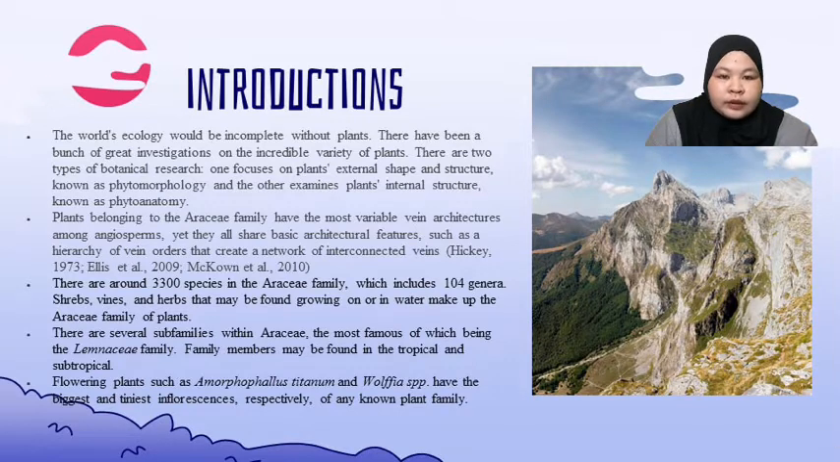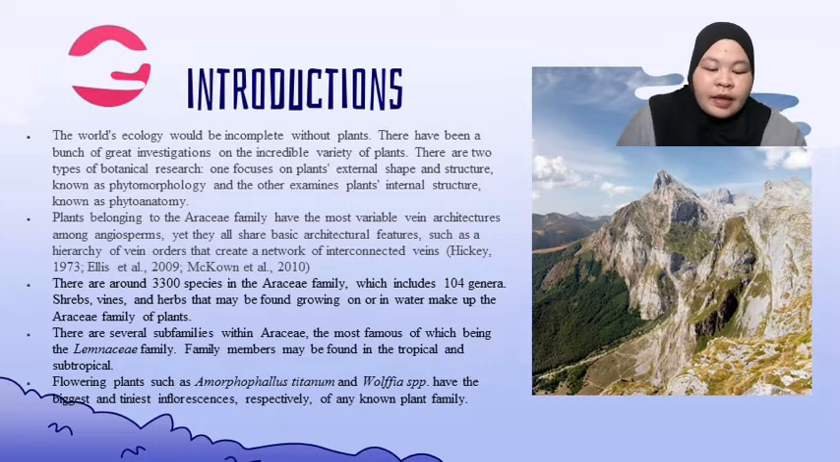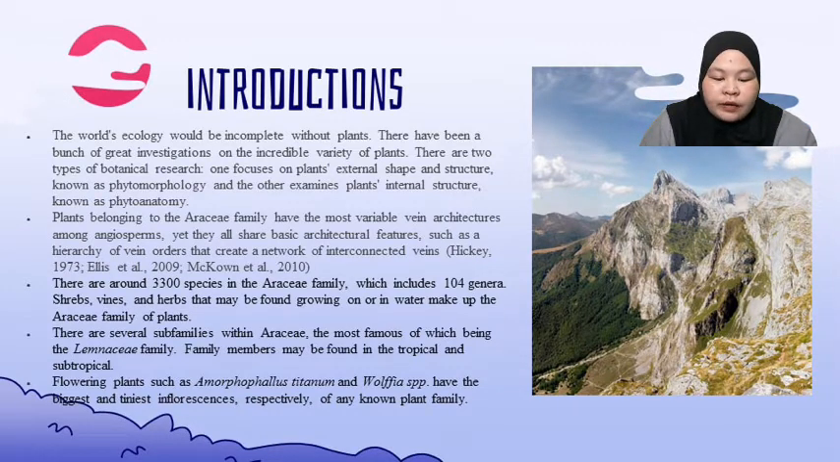There are around 3,300 species in the Araceae family, which include 104 genera, vines and herbs that may be found growing on or in the water. There are several subfamilies within the Araceae, the most famous of which being the Lemnaceae family. Family members may be found in the tropical and subtropical regions. Flowering plants such as Amorphophallus titanum and Wolffia species have the biggest and the tiniest inflorescence, respectively, of any plants known in the family.